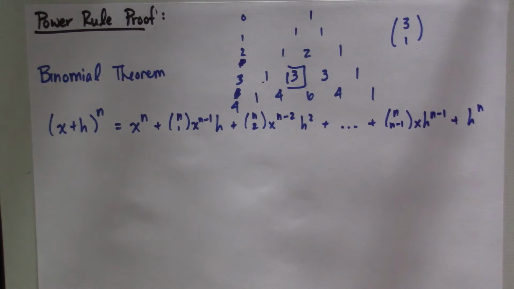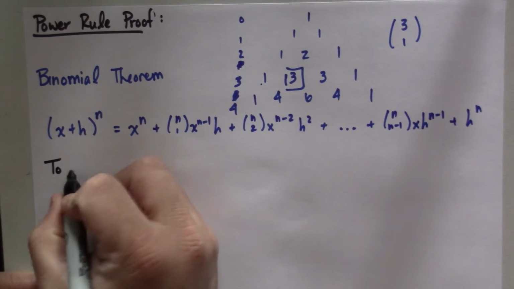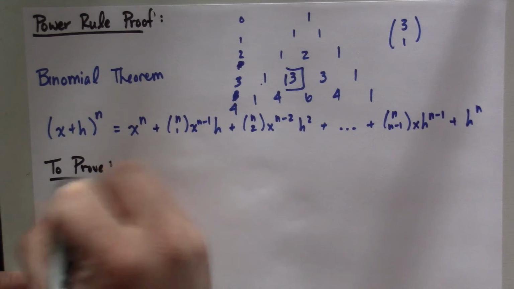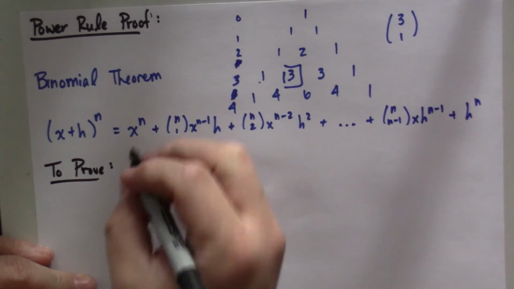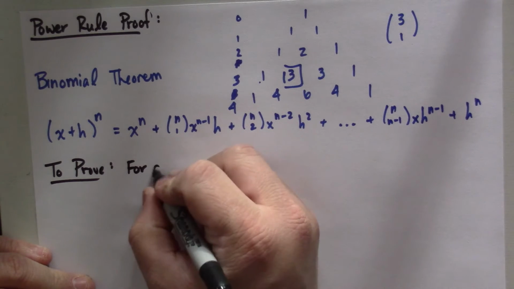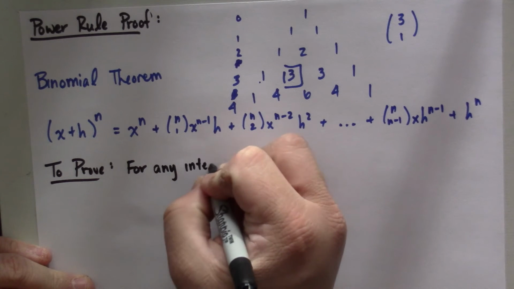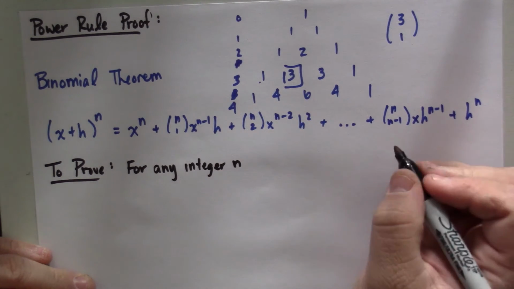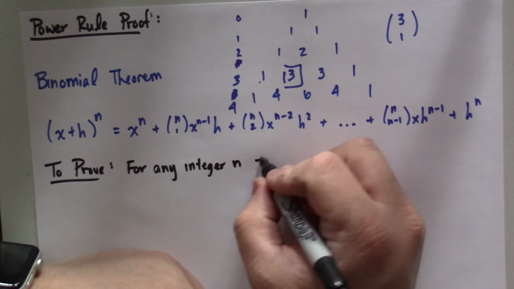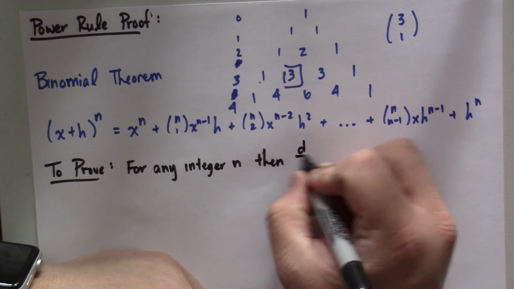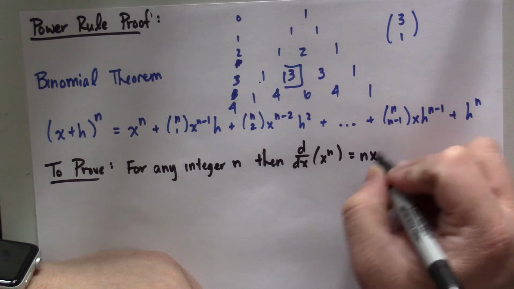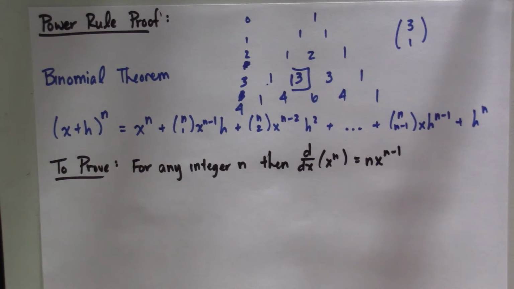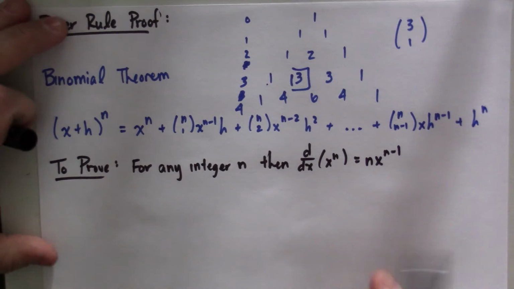So, to prove that, and I'm going to use the same definition I used before, for any integer n, then d dx of x to the n is n x to the n minus 1. Okay, proof.